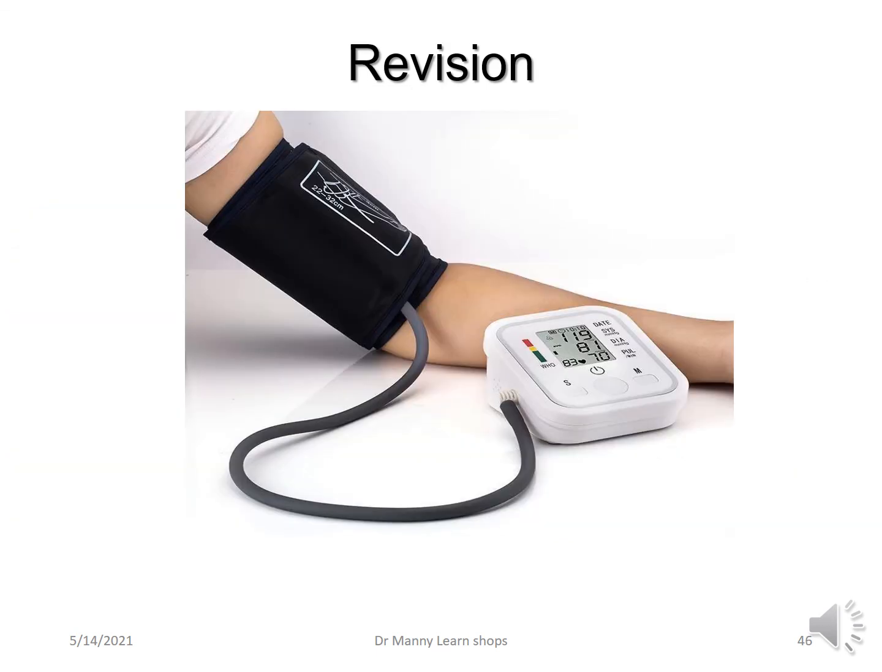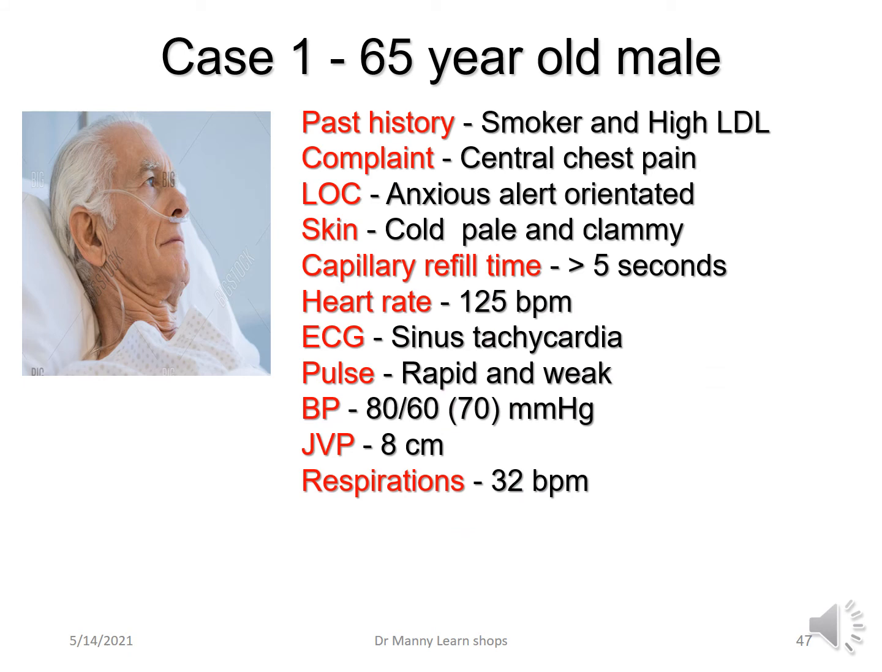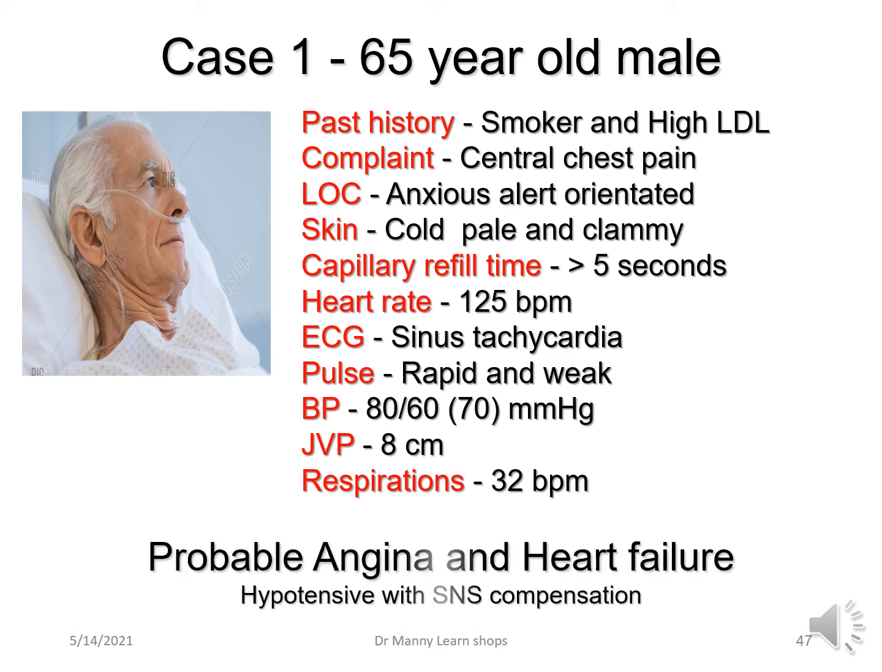So look, let's do some revision. You've got a 65-year-old male with a past history of being a smoker and having high low-density lipoprotein cholesterol. He complains of central chest pain. He's anxious and alert, but orientated. He's got cold, pale, clammy skin. His capillary refill time is more than 5 seconds. Heart rate 125 beats per minute, sinus tachycardia. His pulse is rapid and weak, and he's hypotensive with a blood pressure of 80 on 60. His JVP is elevated at 8 centimetres, and his respiratory rate is tachypneic at 32 breaths per minute. So what do you think? What do these non-invasive parameters probably tell you? Well, he probably has angina and heart failure, represented by hypotension with sympathetic nervous system compensation or stimulation.